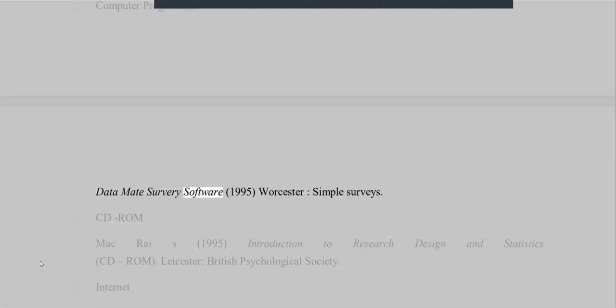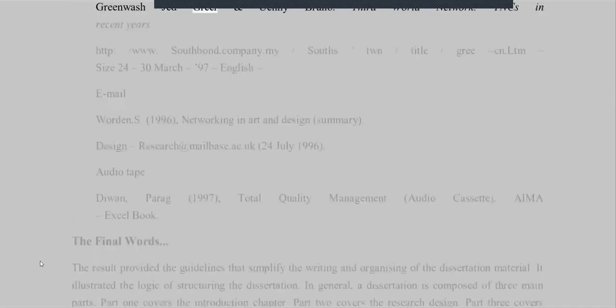Data-Mate Survey Software, 1995, Worcester, Simple Surveys. CD-ROM: Mac RIS, 1995, Introduction to Research Design and Statistics, CD-ROM, Leicester, British Psychological Society. Internet: Greenwash, Jade Greer and Eugenie Bruno, Third World Network, TNCs in recent years, http www.southbond.company.my South's TWN Title 3, 24 to 30 March 97, English.